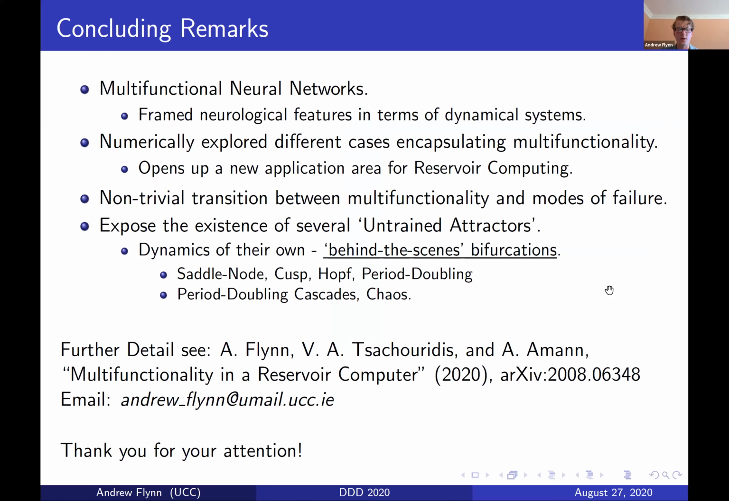We also looked at different cases, exploring multifunctionality, and it also essentially opens up a new application area for reservoir computing. So essentially, if you had some application where instead of, say, changing parameters to change the attractors in the state space, you could upload these attractors into the state space of the reservoir and essentially design a controller to switch between the two different attractors from different systems. We looked at the non-trivial transition between achieving multifunctionality and different modes of failure. But we also exposed the existence of these untrained attractors and looked at the dynamics that these guys have on their own and these behind the scenes bifurcations.